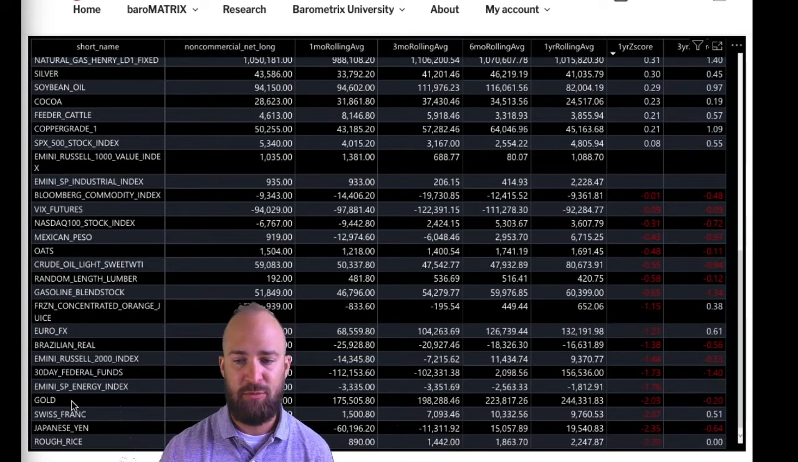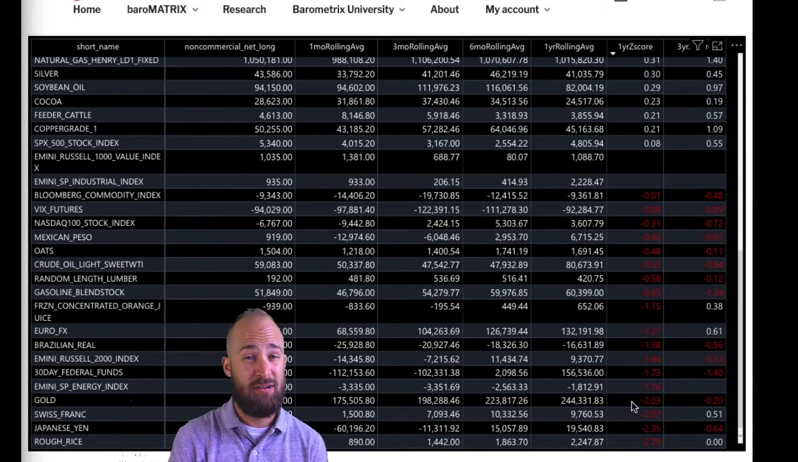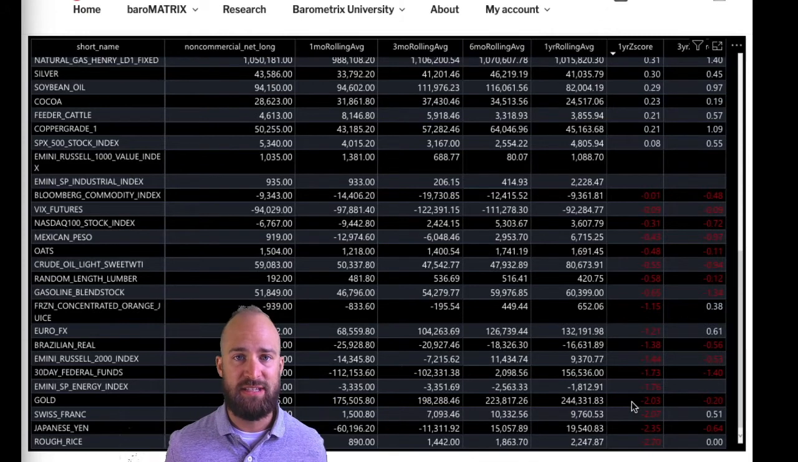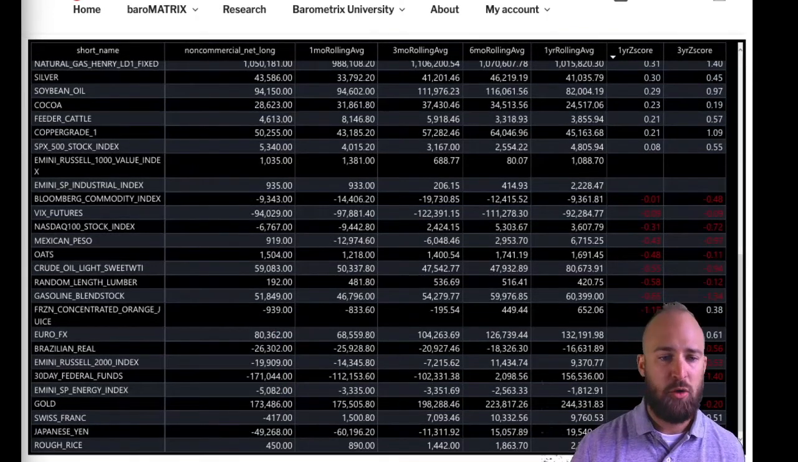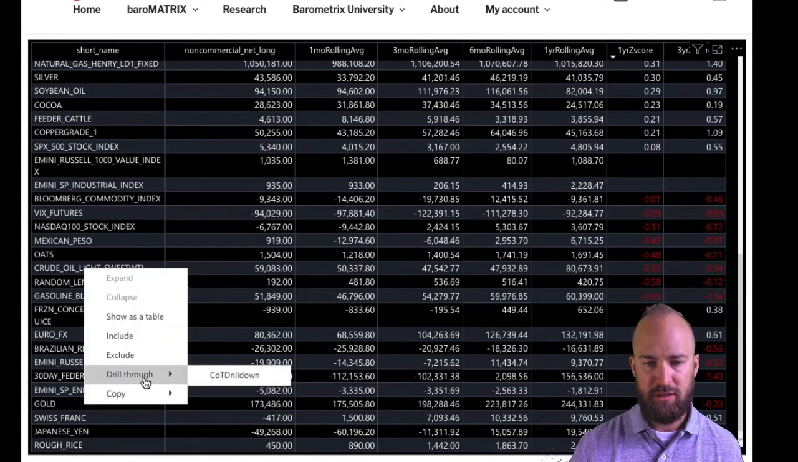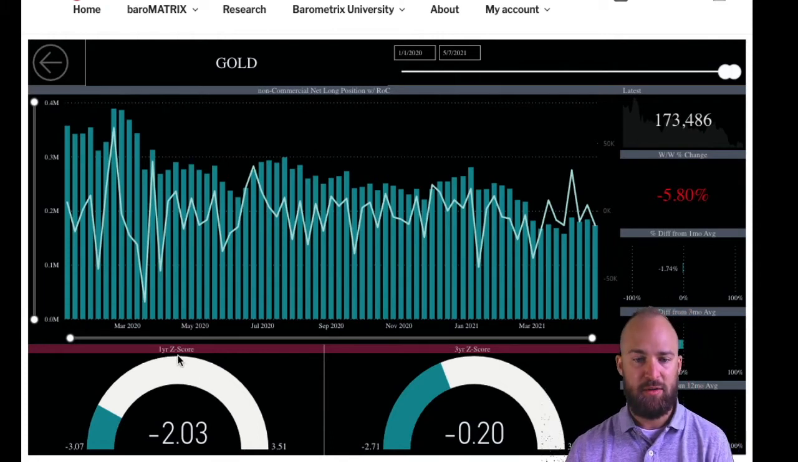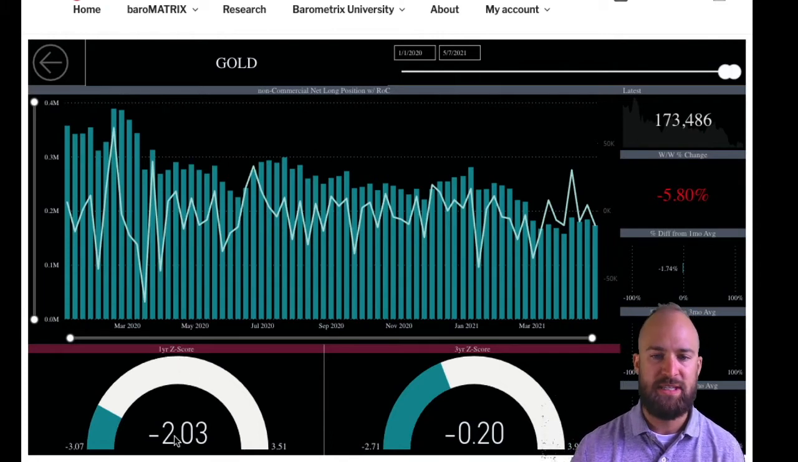Notably on this end of the table is gold, which is at negative 2.03, letting us know that this is a net short extreme that is reached less than 5% of the time over this last year. So the market positioning in gold, extremely net short. So let's take a quick closer look at the market positioning in gold here. Control click on gold and you get this drill through function. It will take you to the kind of detailed chart. So we see immediately the 1 year Z-score of negative 2.03.